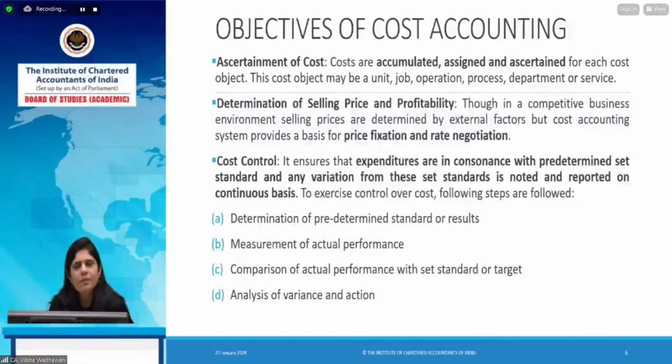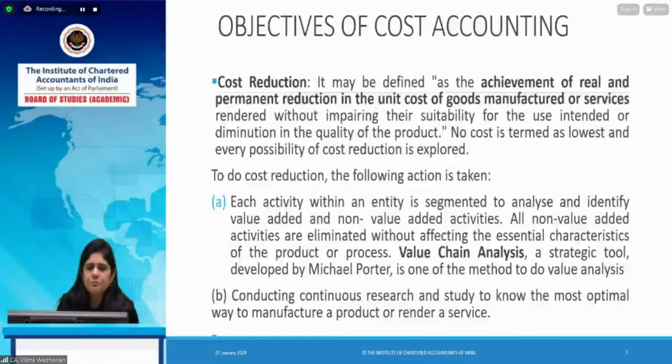And then you compare the actual with the set standard, and analysis of variance and action. Whatever deviations are there, the deviation will be reported to the person responsible, and he's accountable and he's answerable. And it is his objective that in the next cycle the deviation should be minimum. All right. So this is what cost control is all about.